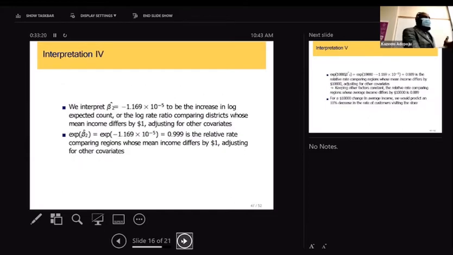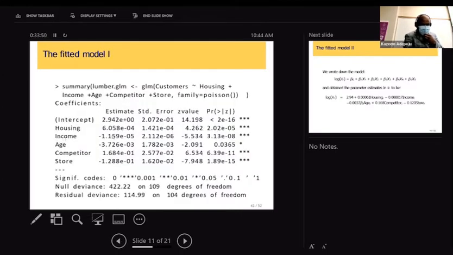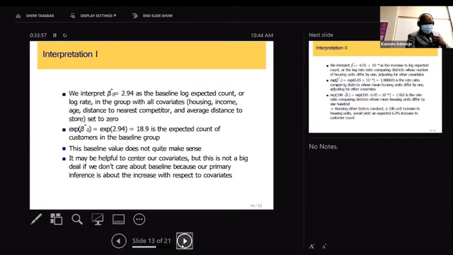Now, I want to talk about beta 2, which is income. Looking at the effect of income, we know from the table that income is significant to the number of customers arriving at the store in the region. But if you now want to interpret this, don't forget the slope for income is negative. If you go back to the output, can you see the income estimate is negative? Look at that, it's negative. How can we interpret that?